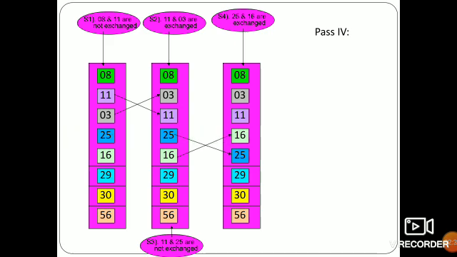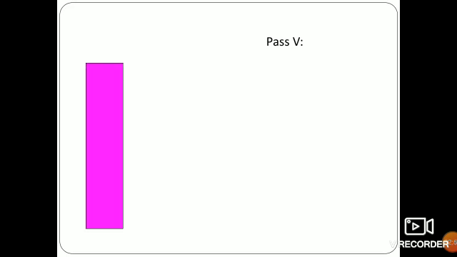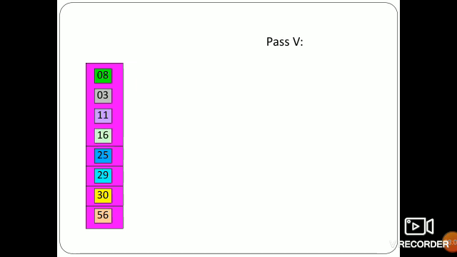So after completion of the fourth pass, we have placed the fourth largest number in the array. So the fourth largest element is fixed at its place. Now fifth pass. 56, 30, 29, 25, 8, 3, 11, 16.